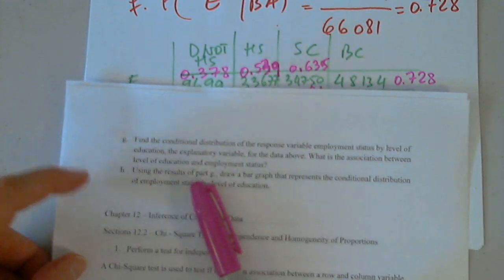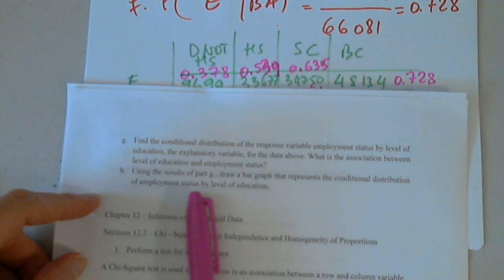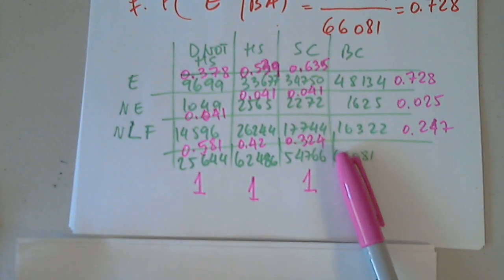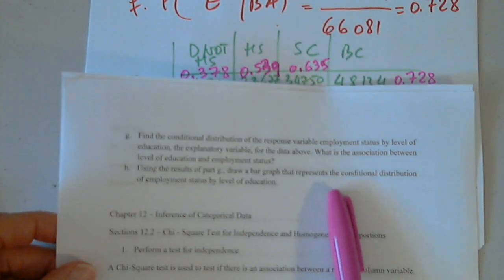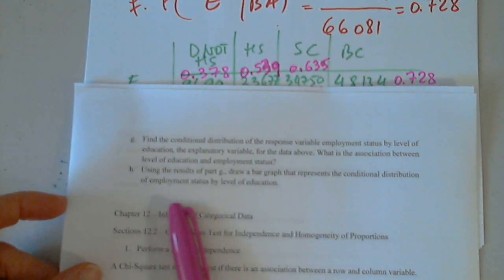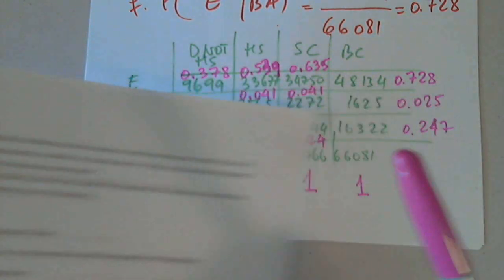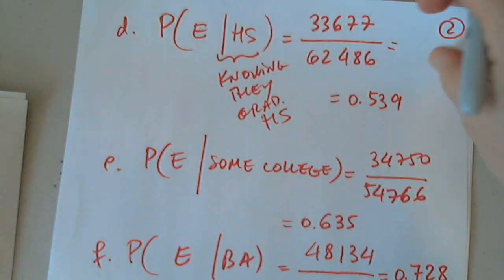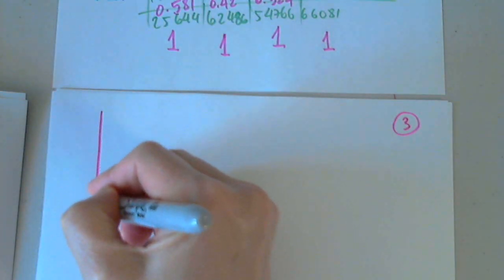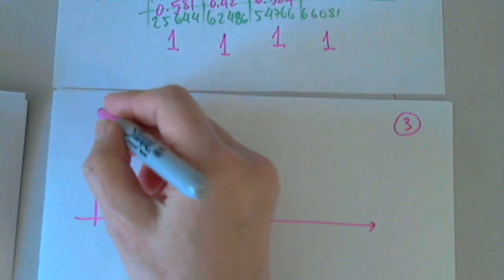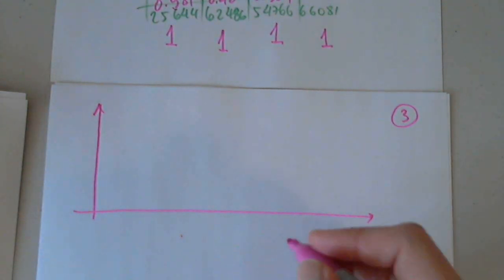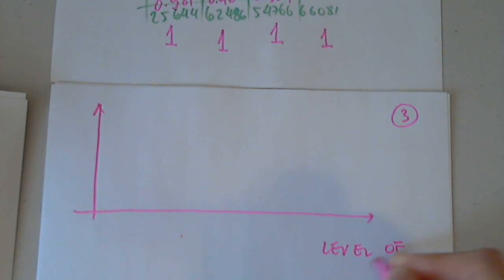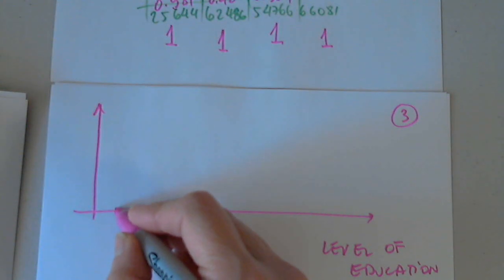Now, using the results of part G, exactly what we have here, draw a bar graph that represents the conditional distribution of employment status by level of education. So that is an interesting bar graph. So let's take a look at it. These are the categories. This is the level of education. And we are looking at 4 different categories.